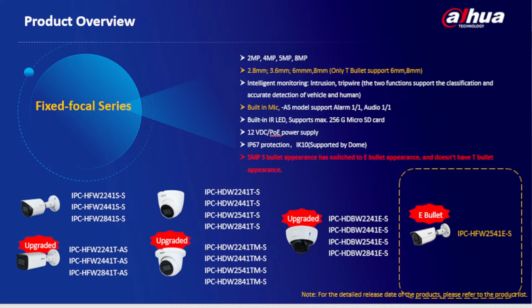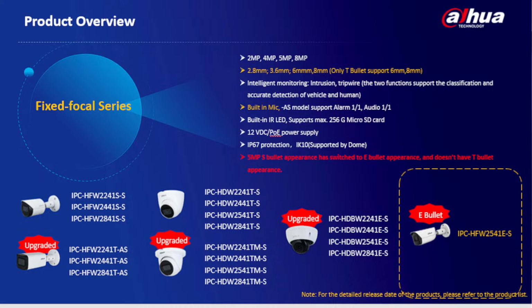In this series, we have different resolutions like 2 mega, 4 mega, 5 mega. If you need a clearer picture and wide angle of view, you can go with the 8 megapixel camera. Different lens sizes are available in the fixed lens, like 2.8, 3.6, 6 mm and 8 mm. With the 8 mm, you can have detection at long range, or long distance coverage. But with the 2.8 mm lens, you can have wide coverage instead of long.